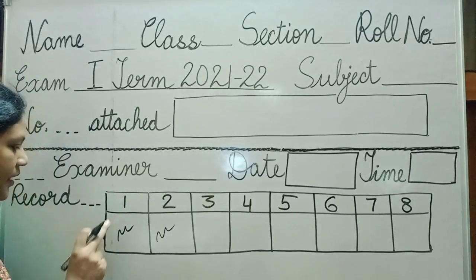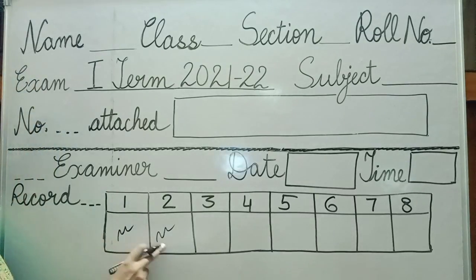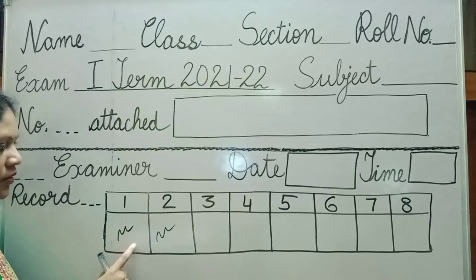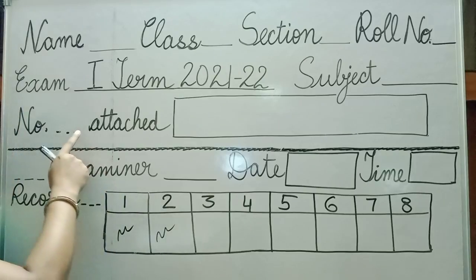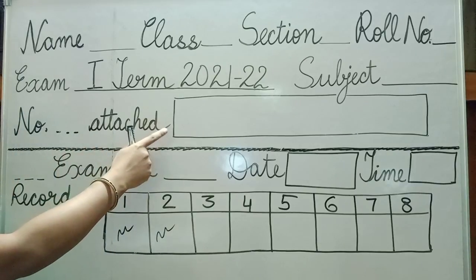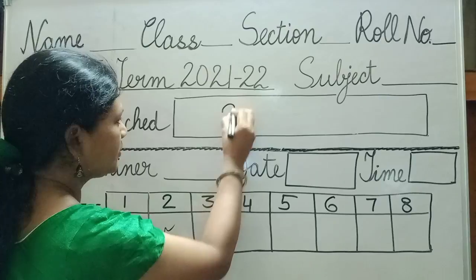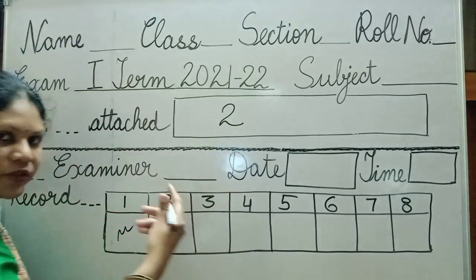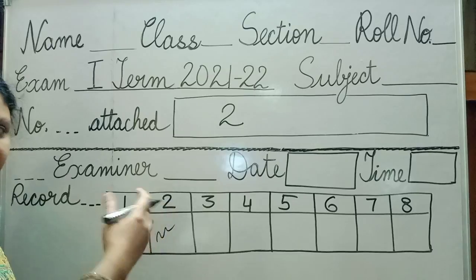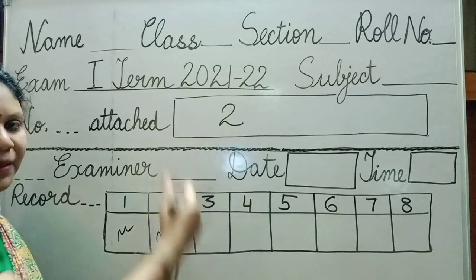children, count the number of signatures given here in the continuation sheets. According to the number of signatures here, it shows the number of additional sheets which you have used. For example, if you have used two sheets, then in this box where it mentions number of continuation booklets attached, you have to write 2. If you are using 3 additional sheets or 1 additional sheet, you have to write the same number.